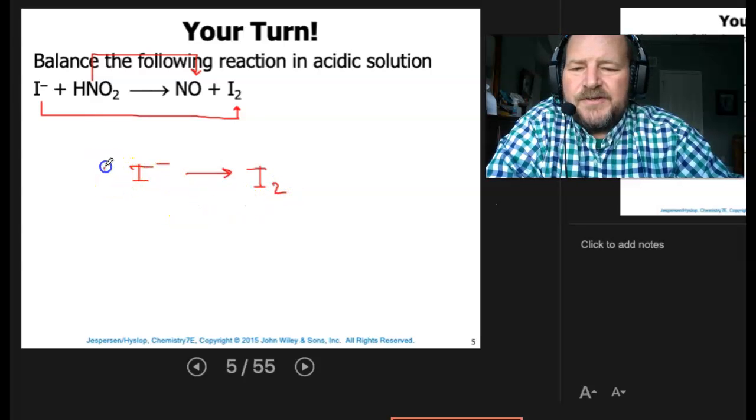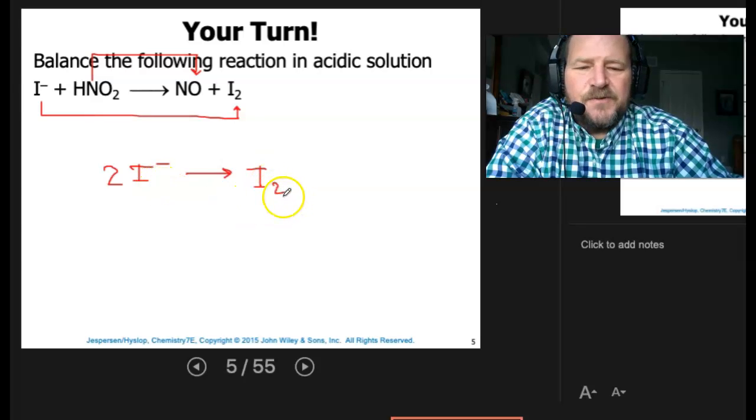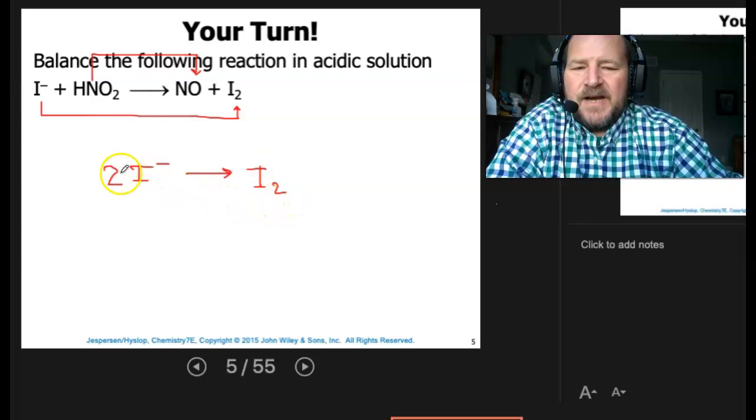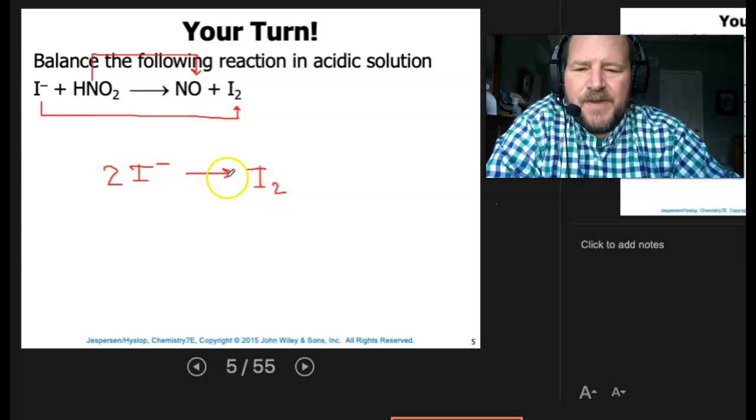So we are going to need a 2 on this side, right? Because we're going to need 2 iodines here. We have I2 over there. So now my non-oxygen, non-hydrogen, they're balanced. Now I want to balance oxygen. Don't need to add anything. Then balance hydrogen. Don't need to add anything.